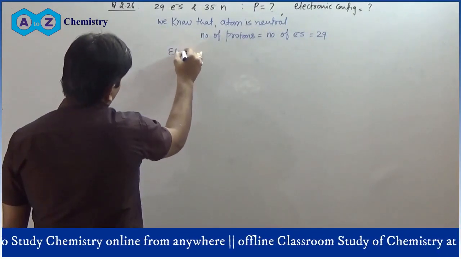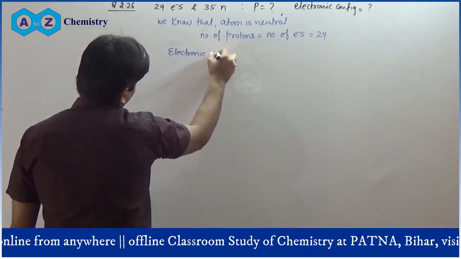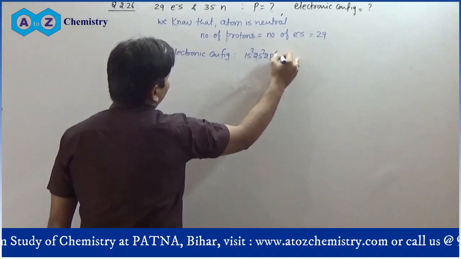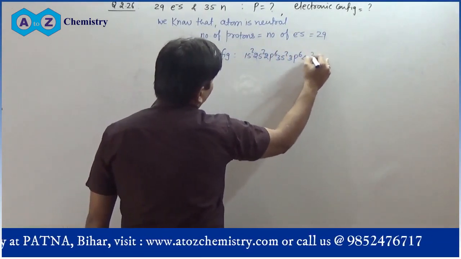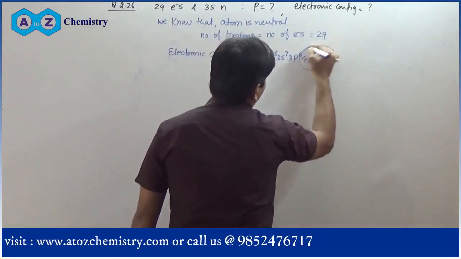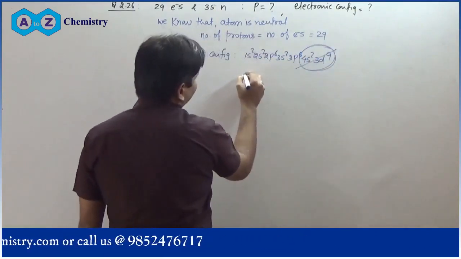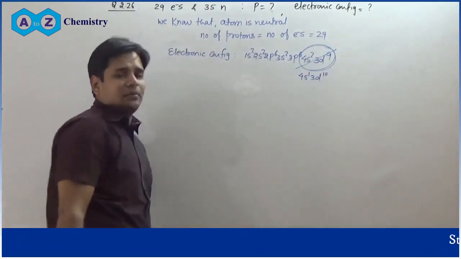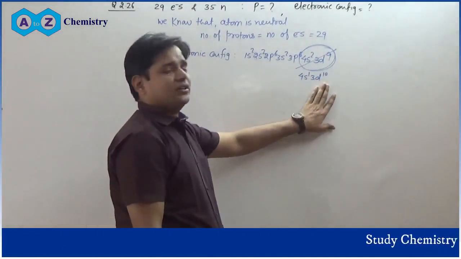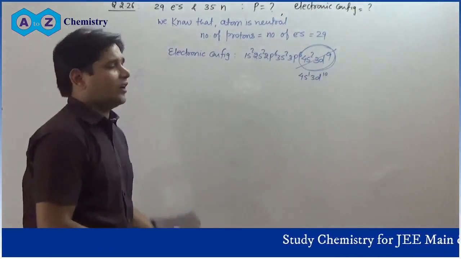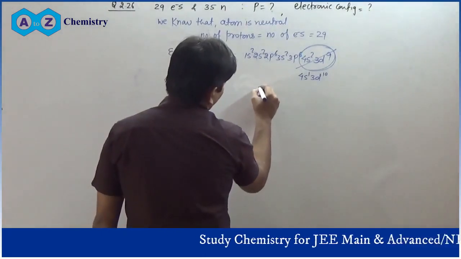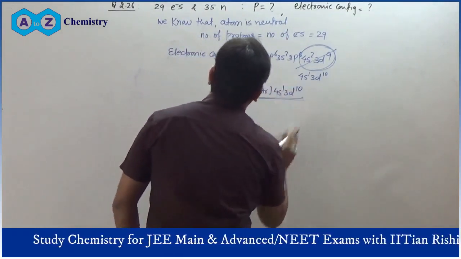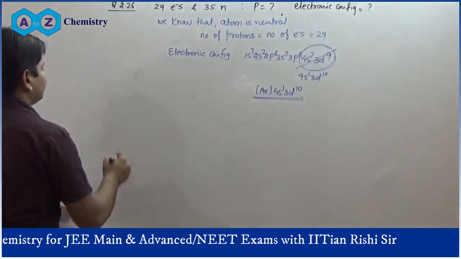The electronic configuration can also be written simply. 29 electrons means it is copper: 1s2, 2s2, 2p6, 3s2, 3p6, 4s2 and 3d9. However, you can see that this is not going to be stable. You have to write it as 4s1 3d10 because to attain stability, a filled configuration is achieved. Copper will be more stable if the filled configuration is written here. You can also write it as argon 4s1 3d10. This is the electronic configuration of an atom having 29 electrons.